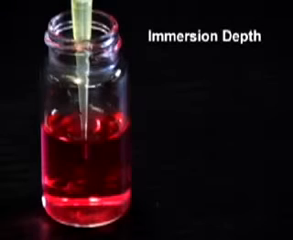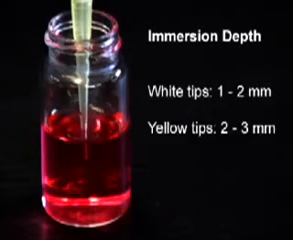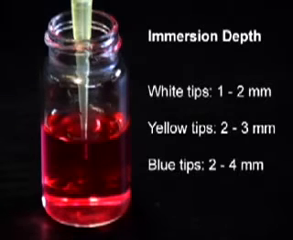If the immersion depth is too deep, liquid may get into the plastic shaft and damage the mechanics of the pipetman. If the immersion depth is too shallow, air may be drawn into the tip, which greatly affects accuracy. As a general rule, immerse the white tips to a depth of 1 to 2 millimeters, the yellow tips to a depth of 2 to 3 millimeters, and the blue tips to a depth of 2 to 4 millimeters.